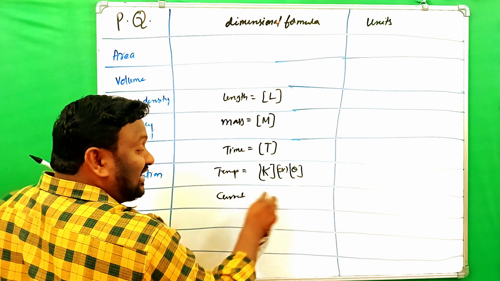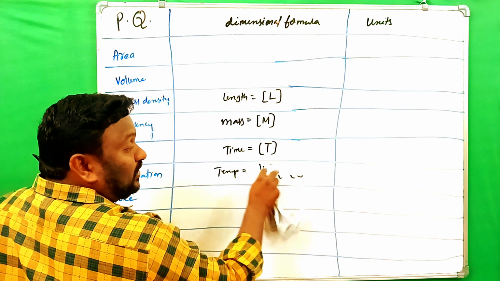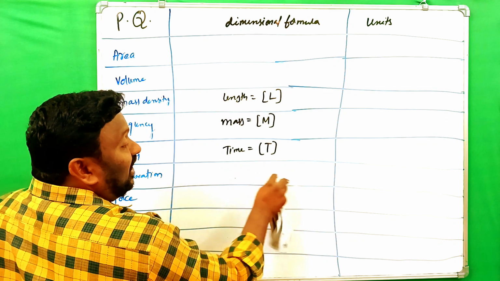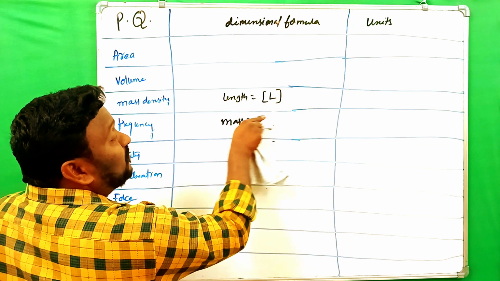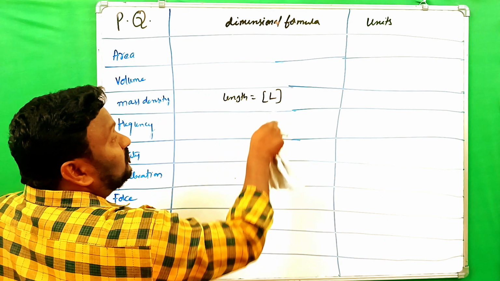So to write the dimension formula of any quantity, first we have to have an idea about what is the formula for that particular physical quantity.